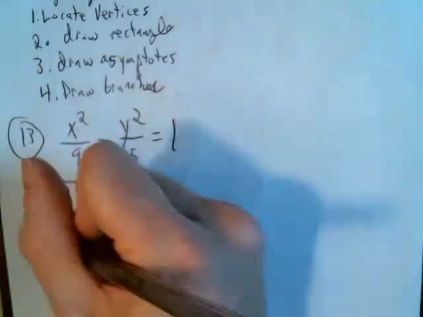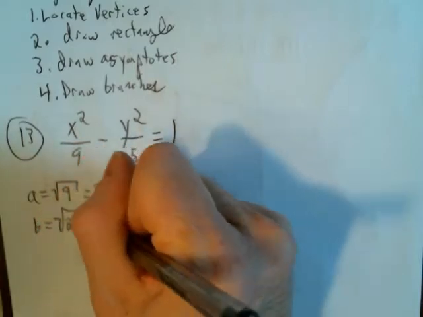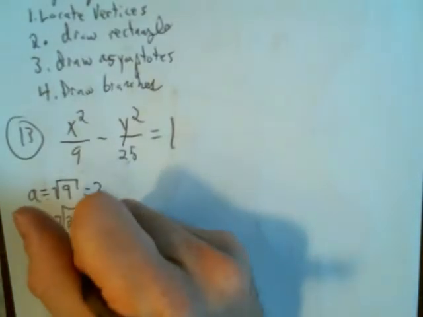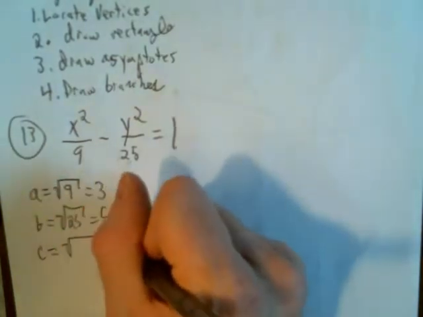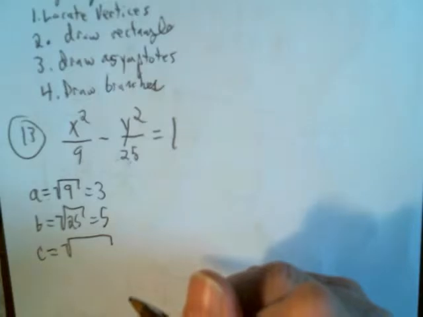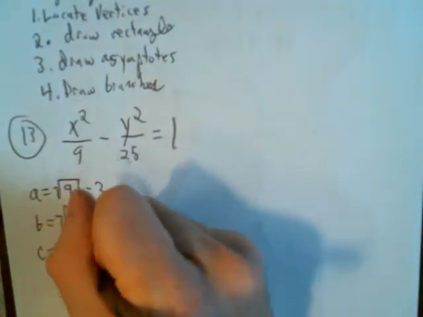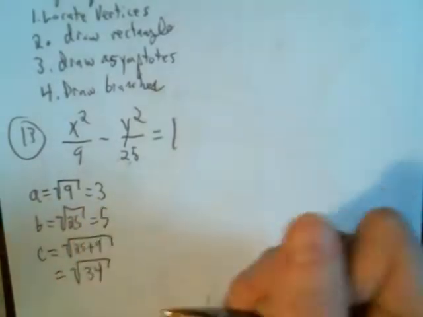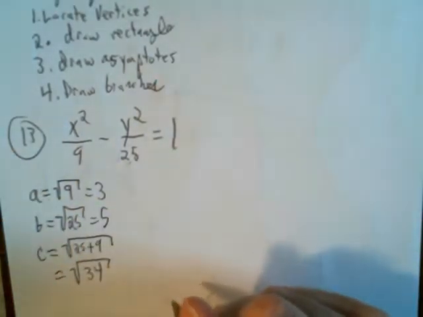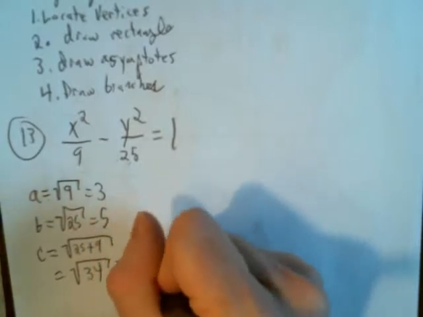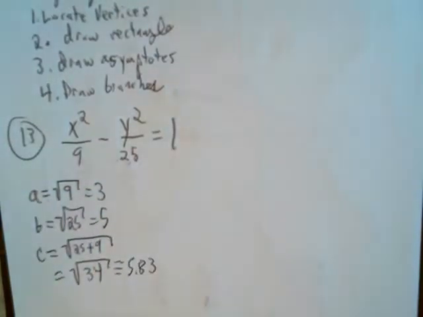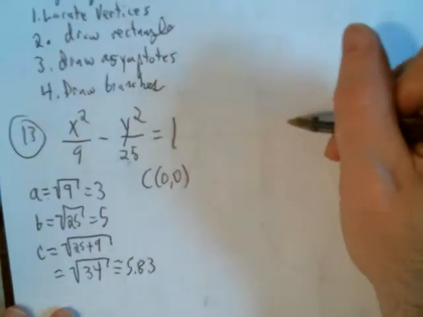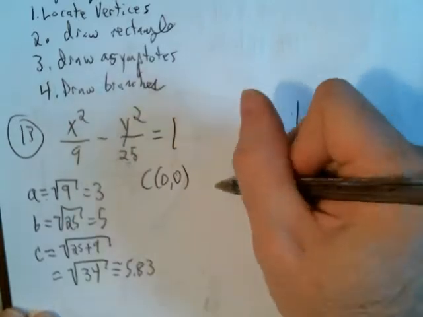And then our b value will be the square root of 25, which is 5. And then we need our c value for the foci. c is going to be the square root of a squared plus b squared. So 25 plus 9. And that equals the square root of 34. And approximating that is 5.83. Okay. So our center here, 0, 0, of course. Let's go ahead and start graphing it.